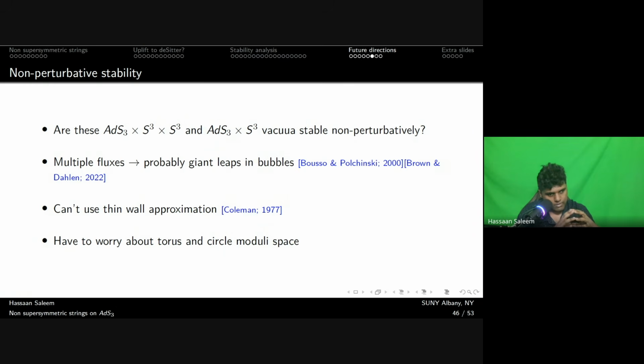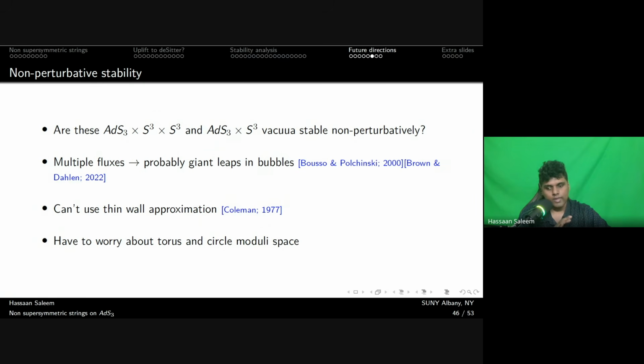And it's also called the bubble of nothing. This terminology was introduced by Witten in 1982. So if you have a bubble of nothing and giant leaps, then you can't use the thin wall approximation that is normally used in these kinds of processes. So that's why it makes things hard.